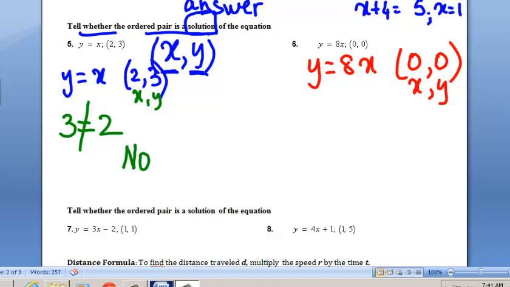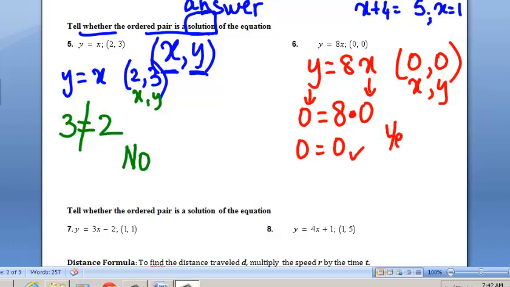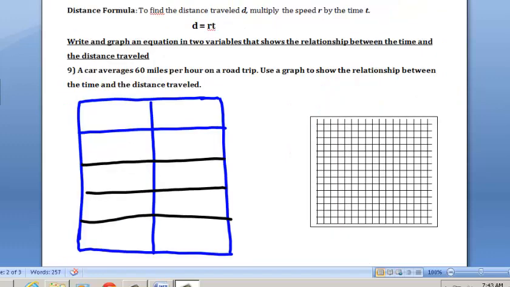So y is 0, so 0 equals 8 times, what's my x? So that's the y. X is 0. Okay. 0 equals, what's 8 times 0? 0. Is 0 equal to 0? Yes. So yes, it is a solution. Go ahead and finish 7 and 8. Okay. Let's go ahead and figure out what the next one is.